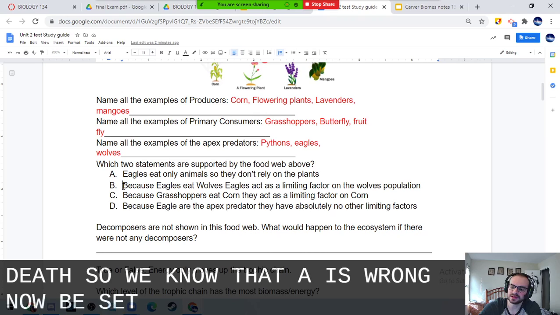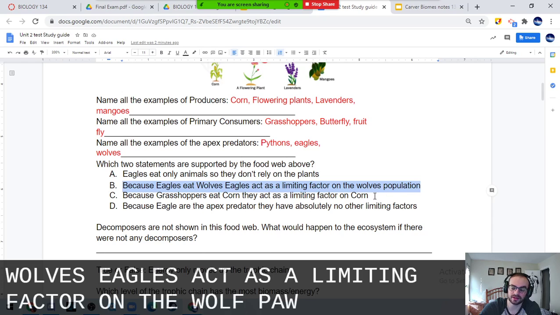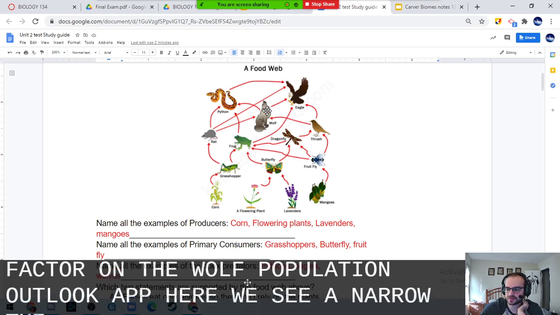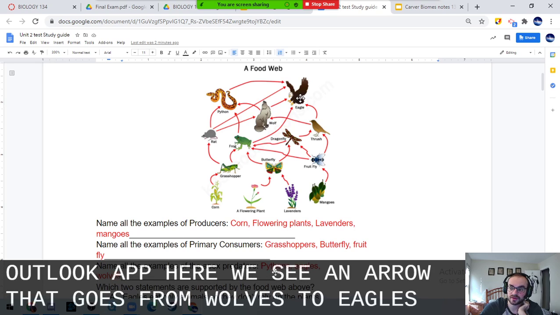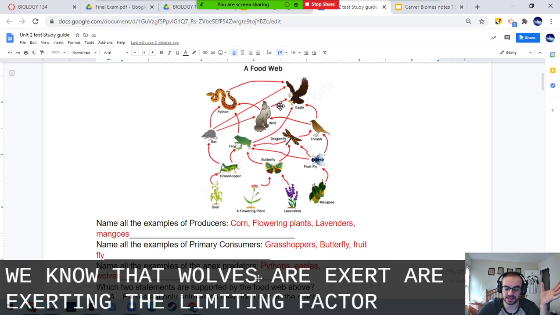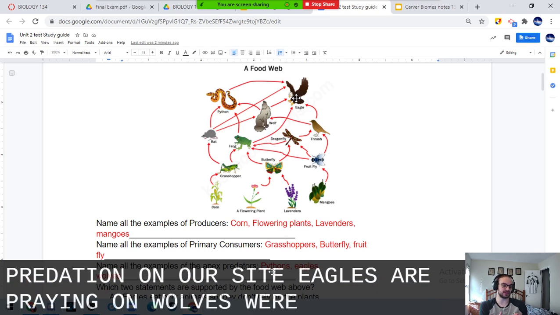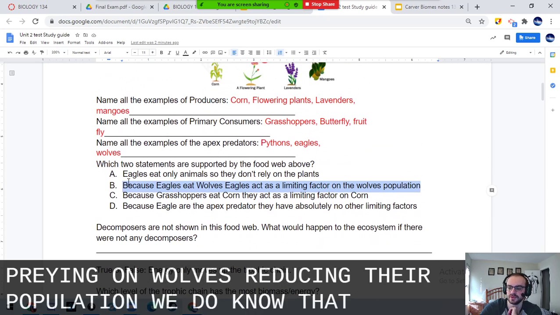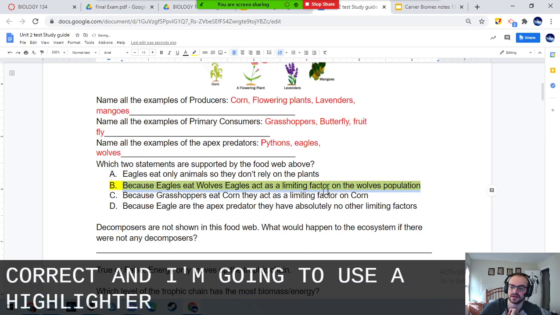Now B says because eagles eat wolves, eagles act as a limiting factor on the wolf population. Looking up here, we see an arrow that goes from wolves to eagles. So eagles are exerting the limiting factor predation on wolves, preying on them and reducing their population. We do know that B is correct. And I'm going to use the highlighter tool for this.